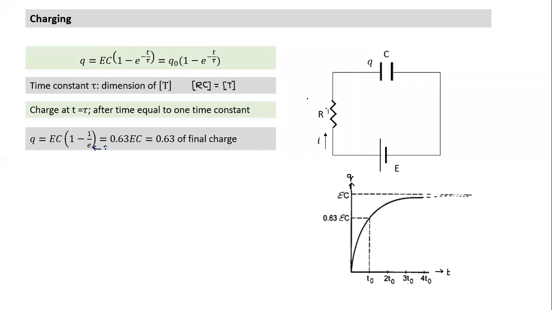The value of e is equal to 2.73. If I substitute this value, the ratio becomes 1.73 divided by 2.73, which is equal to 0.63 EC. So one way to understand tau is the time for the capacitor to acquire 0.63 of the final charge. If time is t equal to tau and the final charge is EC, the charge at that instant will be 0.63 times the final charge value. So the time constant indicates the time taken, in seconds, for the capacitor to acquire 63% of the final charge.